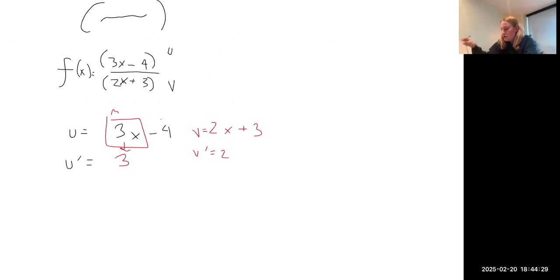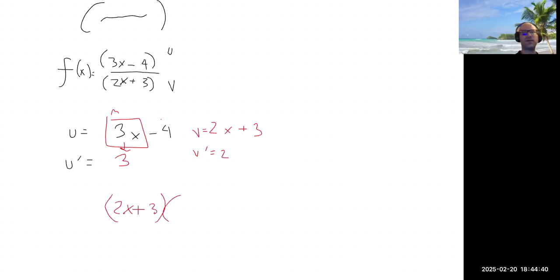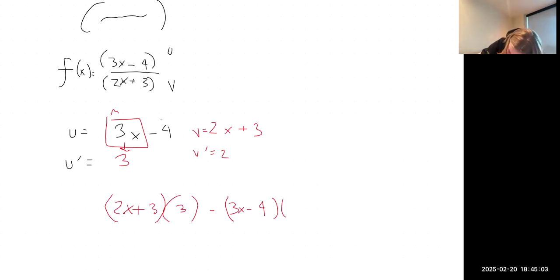So it's the bottom times the derivative of the top. The bottom was the 2x plus 3, so it's going to be 2x plus 3 times the derivative of the top. And what was the derivative of the top? What was u prime? 3. Yep. Minus high. So in other words, u, 3x minus 4, and then times 2. Good.